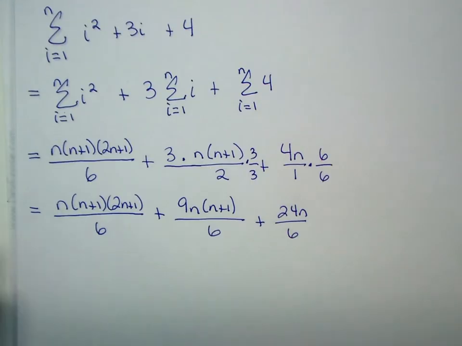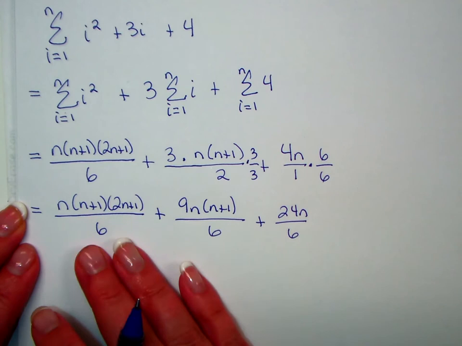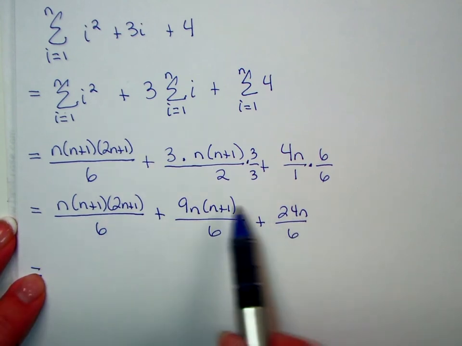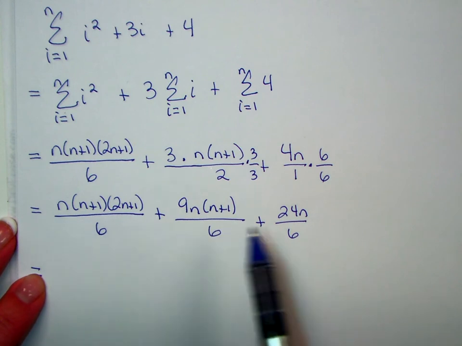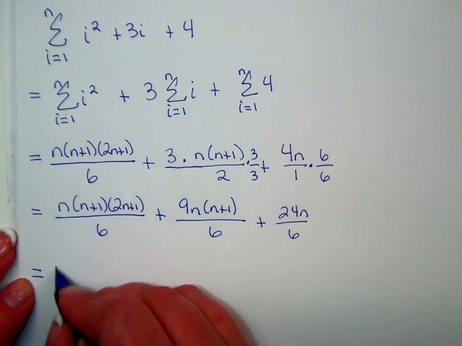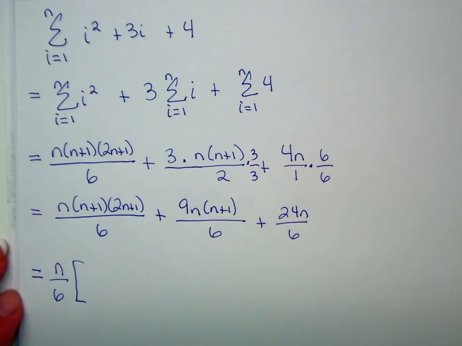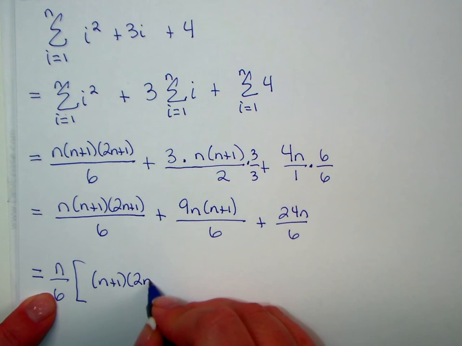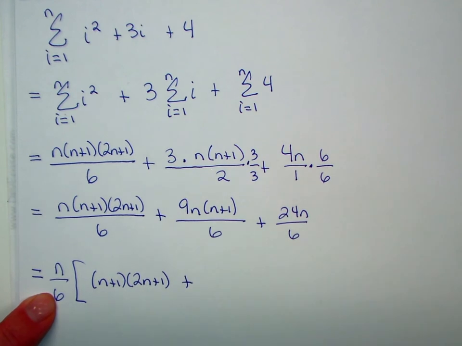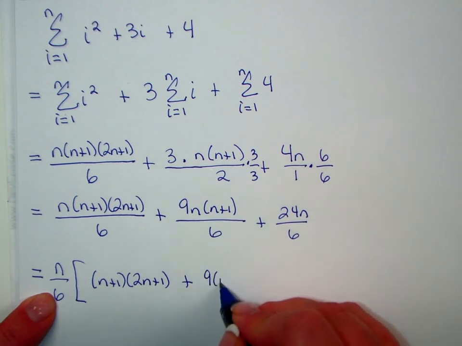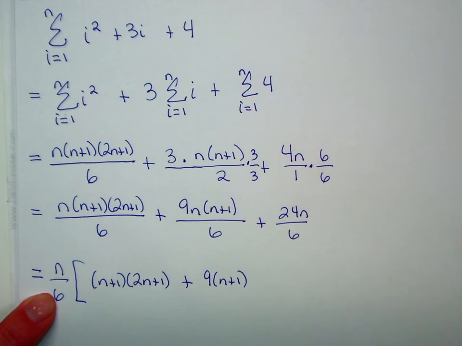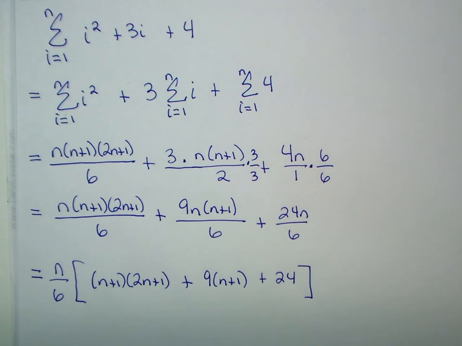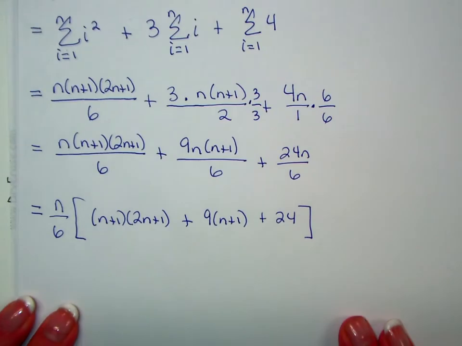So every single fraction has a denominator of 6 now, so we can take out a 1/6, right? And in the numerators, every single numerator has a single n, so it looks like we can take out n over 6. If I take out an n over 6, I'm left with n plus 1 times 2n plus 1 in the first term. I'm left with 9 times n plus 1 in the second term, and then I'm left with 24 here. All right, so you know what's next. Don't leave it here. Go ahead and multiply that out.